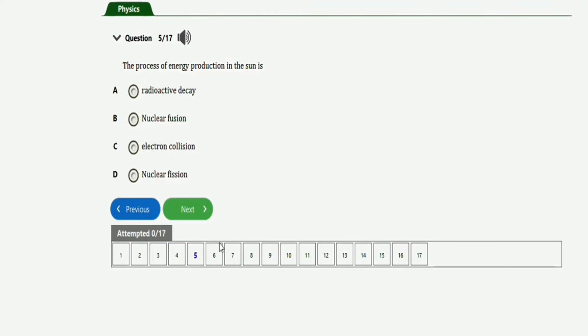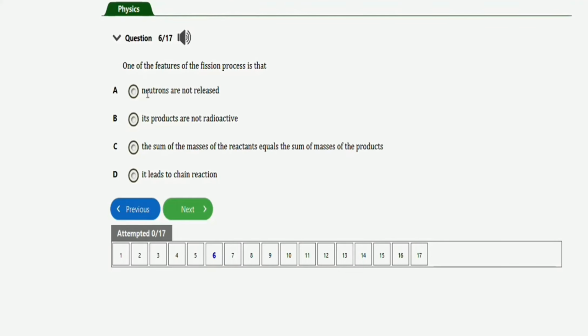The next one will be this one. It says one of the features of the fission process is that neutrons are not released, the products are not radioactive, the sum of the masses of the reactants equals the sum of the masses of the products, or it leads to a chain reaction. So the right option is option D, which is it leads to a chain reaction.